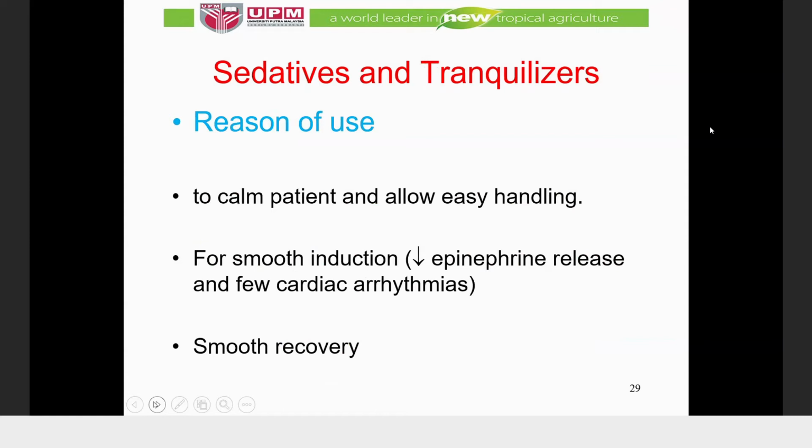During induction, remember, there is an excitement stage in anesthesia where there is an increased release of epinephrine, which can cause cardiac arrhythmia and cardiac arrest. So for smooth induction, we can also use them in animals which are stressed due to handling or a new environment. We use sedatives and tranquilizers to calm them for smooth induction, and that will also help in smooth recovery.